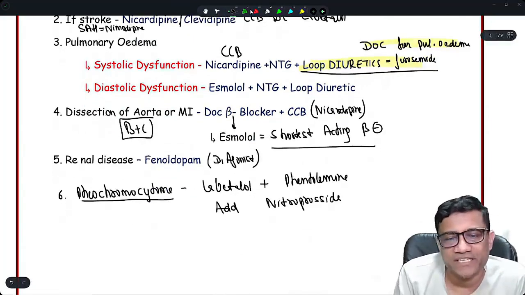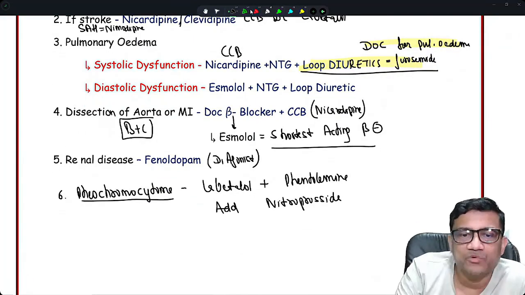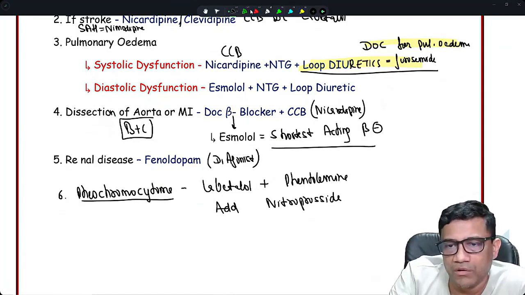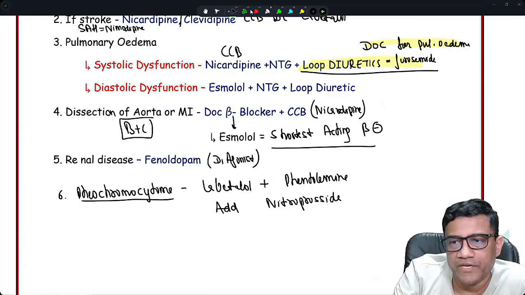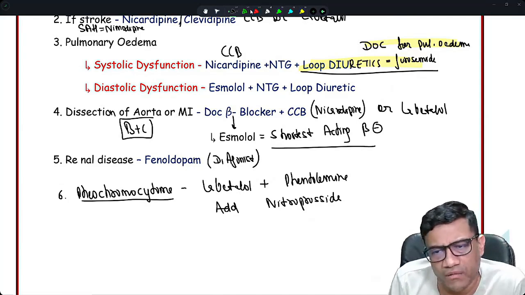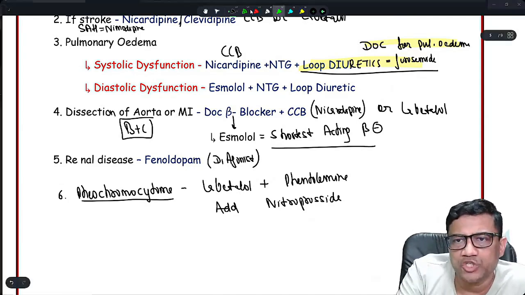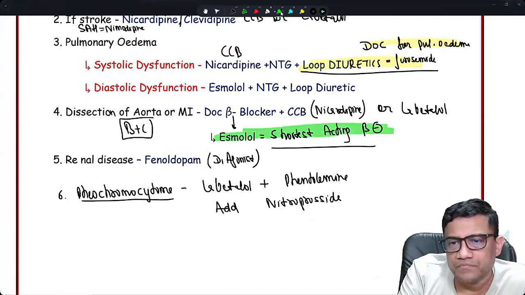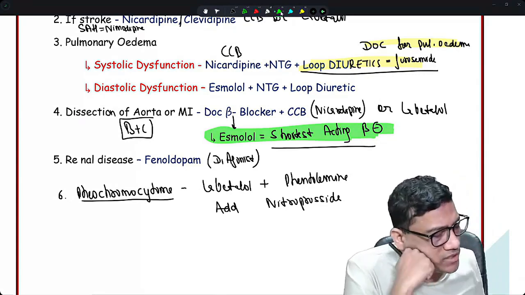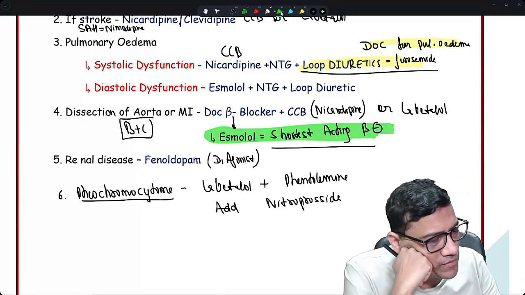Then if there is a dissection of the aorta or MI, we use a beta blocker like esmolol plus a CCB like nicardipine, or labetalol. So what can we use? Labetalol, because it is both an alpha and beta blocker. Esmolol is the shortest acting beta blocker. Now recently one more beta blocker has been introduced, which is now the shortest acting beta blocker. Are you clear?